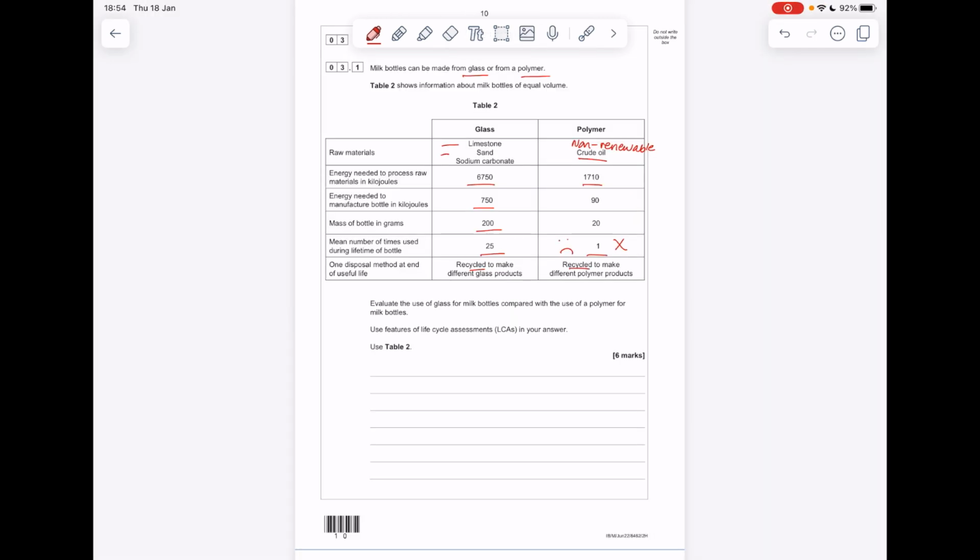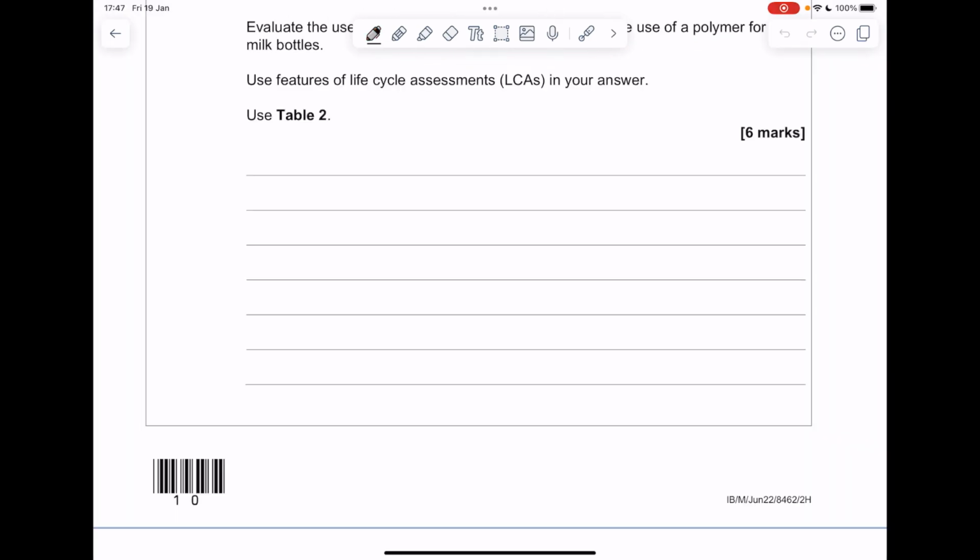So life cycle assessments is all about looking at the environmental impact of the manufacture, the harvesting of the raw materials, and then disposal of the end product at the end of its life. So we're just going to use the data from the sheet. So I'm going to start by talking about raw materials. Let's try and write in full sentences, something I struggle with.